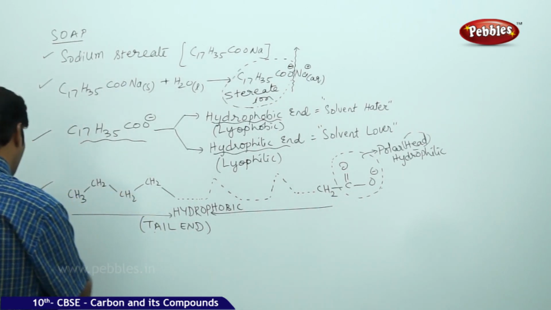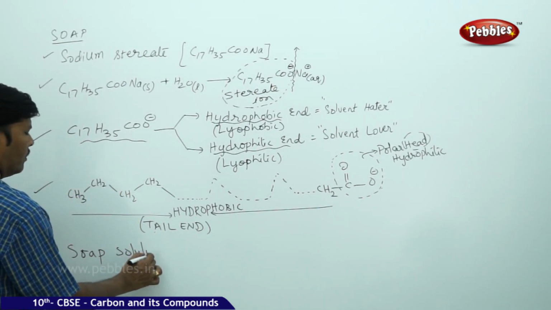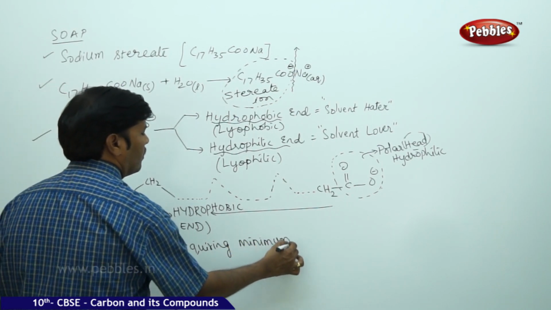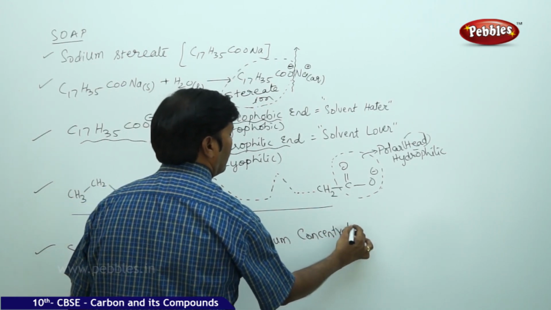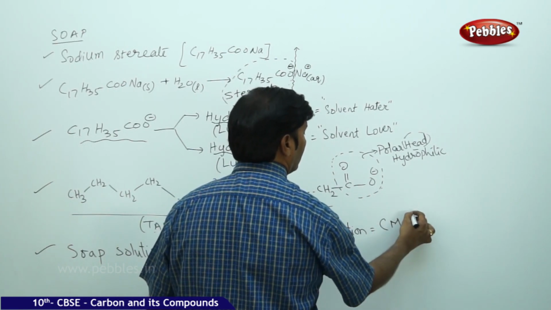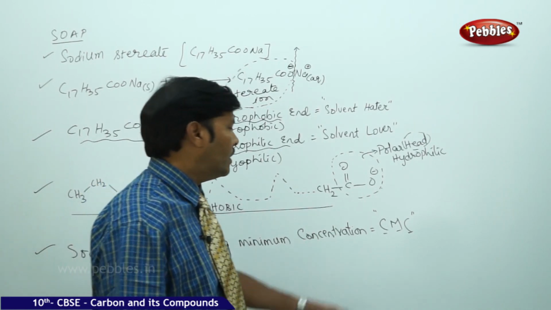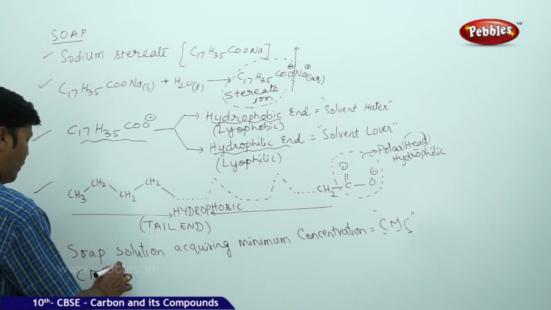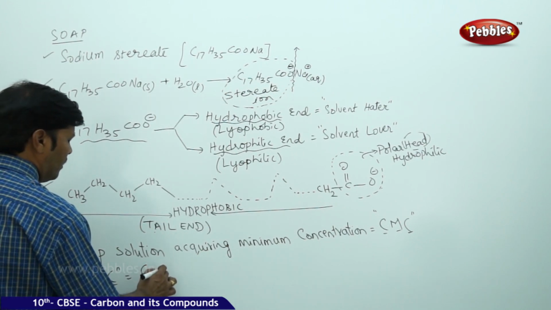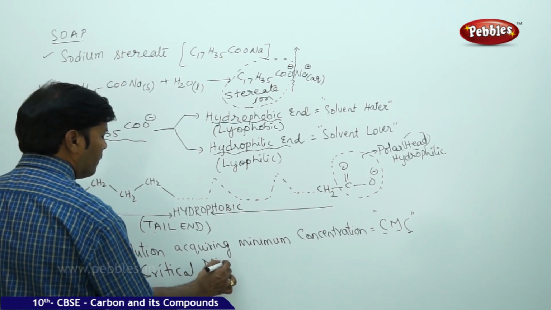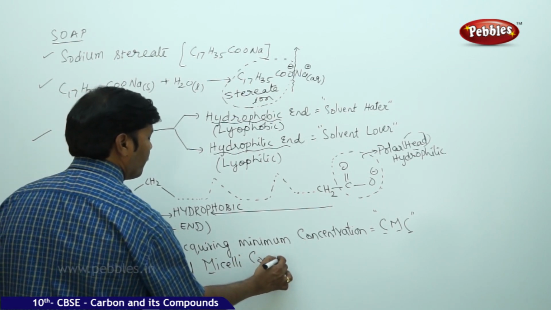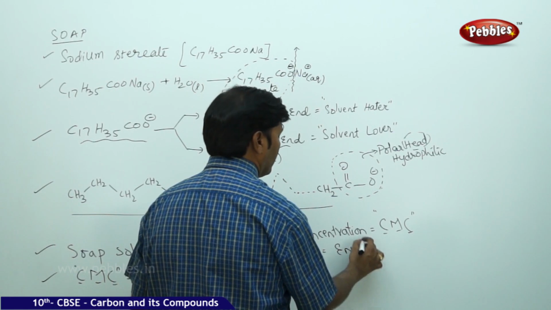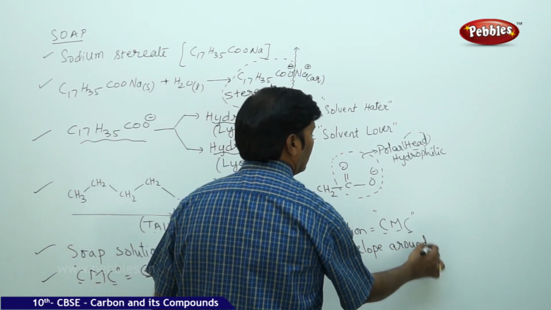So what is happening is, the soap solution acquires a minimum concentration in the form of CMC, critical micelle concentration. What is CMC? CMC is critical micelle concentration. This critical micelle concentration forms an envelope around the dirt molecules.